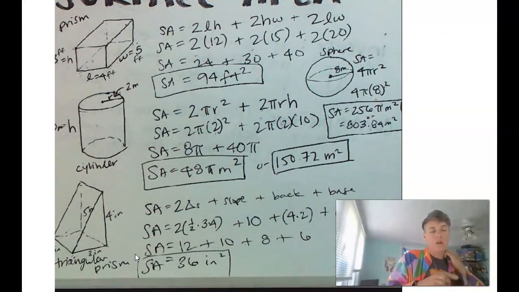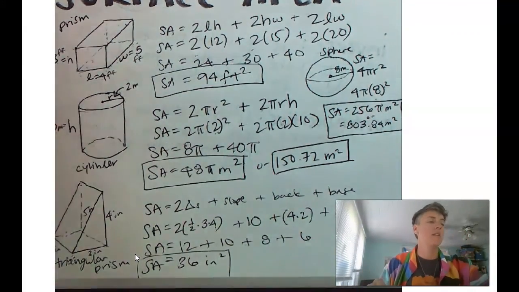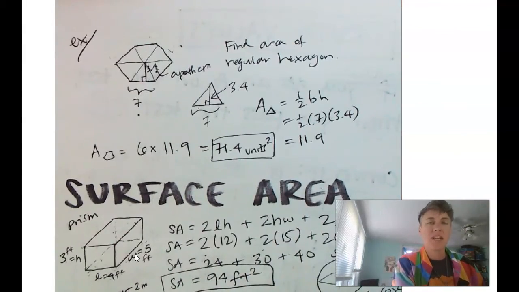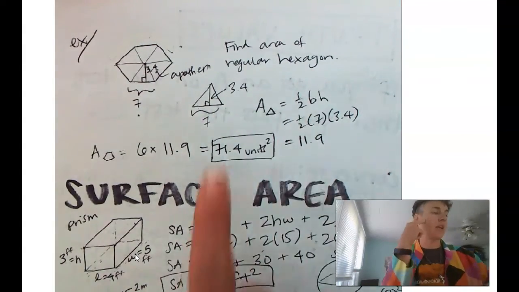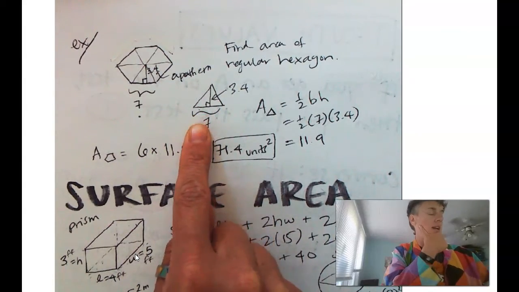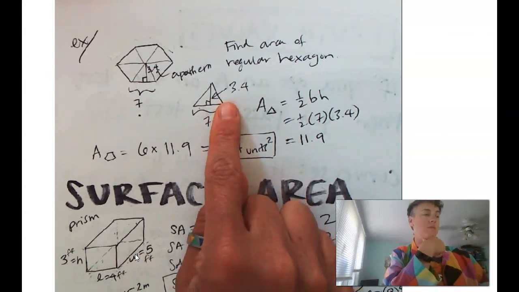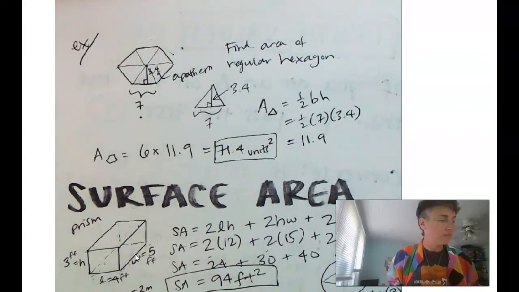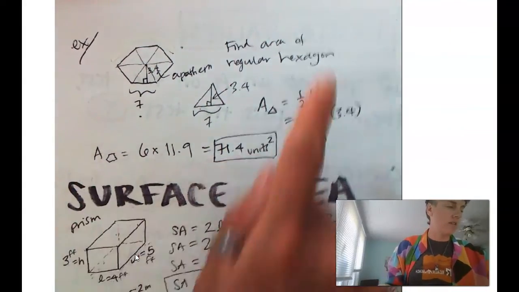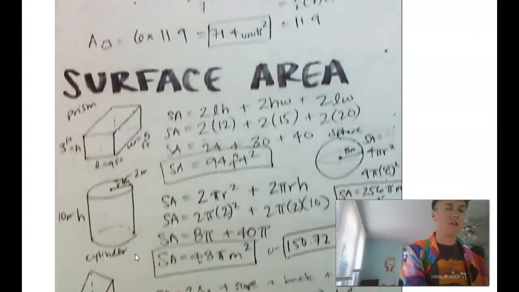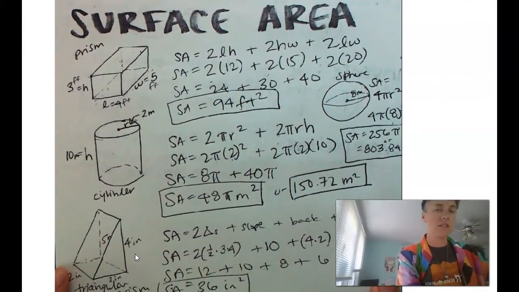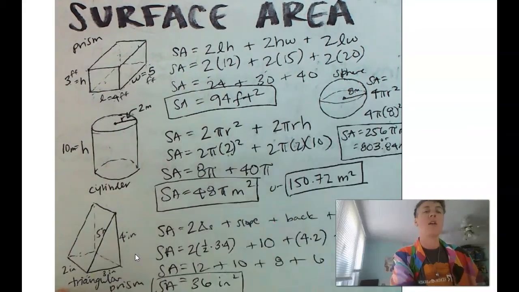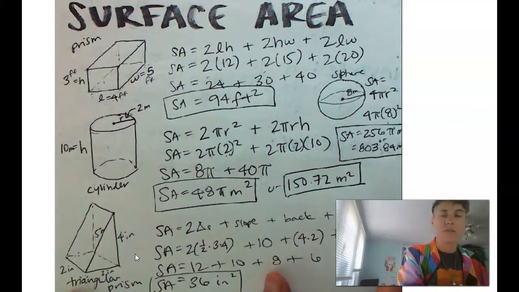Okay, so we talked about finding the area of a 2D shape, specifically a regular polygon, by breaking it up into little triangles and multiplying the area of that one triangle times the number of triangles, which will be the same as the number of sides, to find the area of that regular polygon. Then we talked about surface area of 3D stuff. We got a prism, we got a cylinder, we got a triangular prism, we got a sphere. Excellent, beautiful, wonderful.